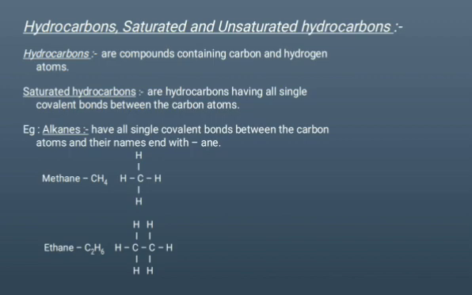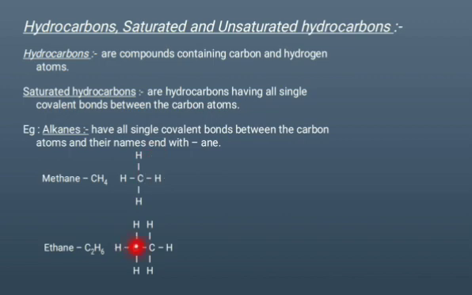Saturated hydrocarbons are those which have all single covalent bonds between the carbon atoms. Example, alkanes. Alkanes have all single covalent bonds between the carbon atoms, like methane. In methane, carbon forms 4 covalent bonds with 4 hydrogen atoms.